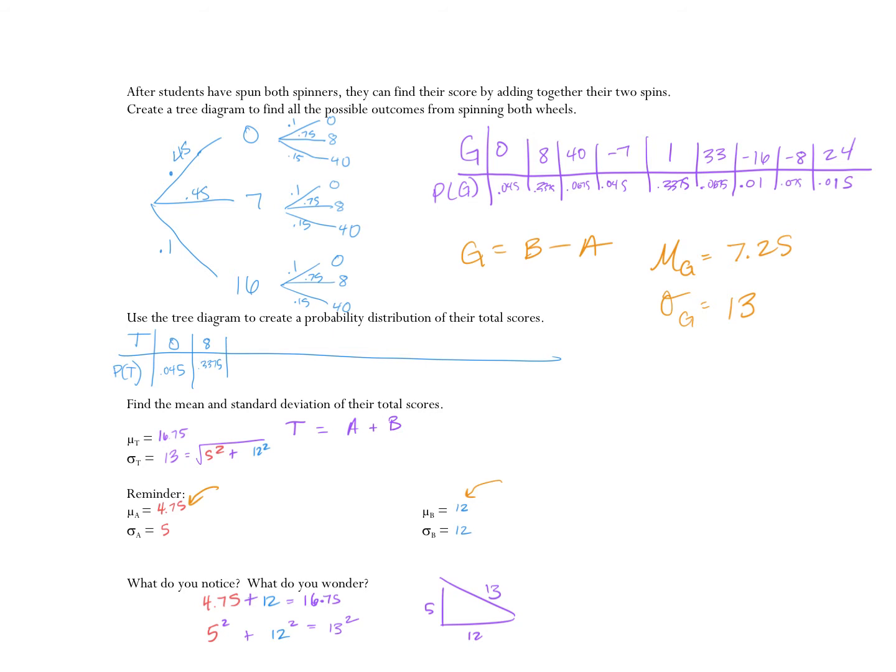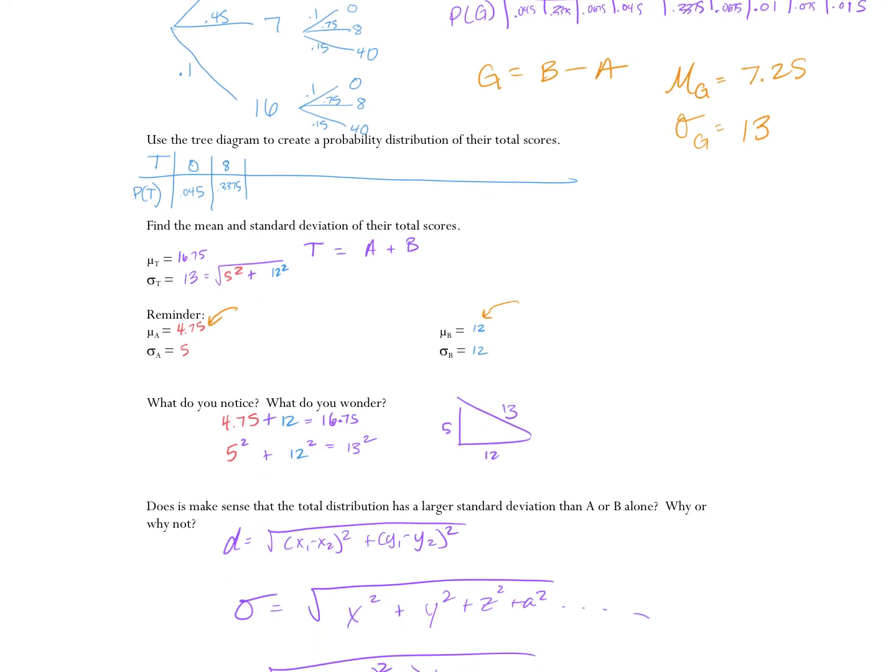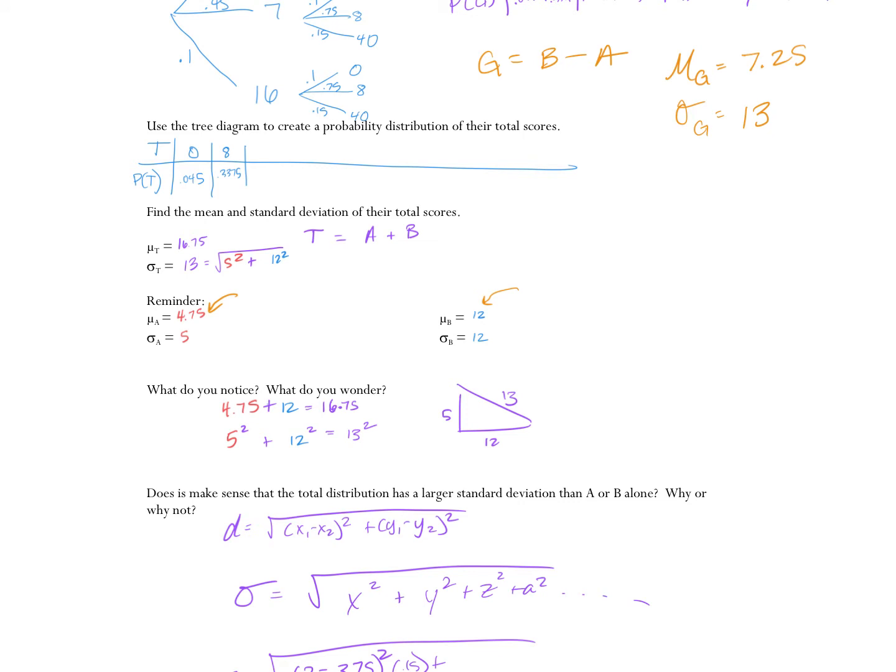Yeah. Okay, so when I added the distributions, when I added A and B, my standard deviation got bigger. Is everybody with me? Does it make sense that when I have two different distributions, the standard deviation would go up? Would increase? Yeah.